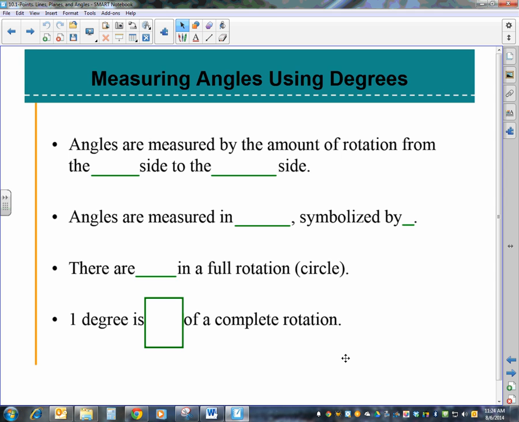Okay, let's talk about measuring angles. They are measured by the amount of rotation from the initial side to the terminal side. Angles are measured in degrees, symbolized by the little circle raised above the number. Hopefully you remember how many degrees are in a full rotation or a circle, and that's 360. So 1 degree is going to be 1/360th of a complete rotation.